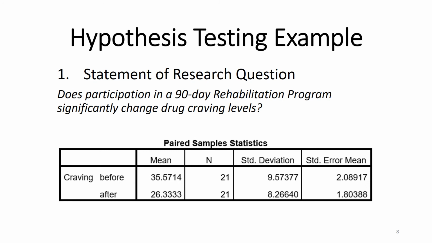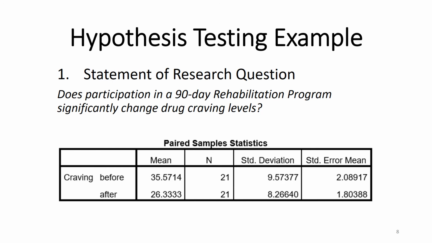As with all of our other hypothesis tests, we start with step 1, statement of the research question. So we ask, does participation in a 90-day rehabilitation program significantly change drug craving levels? So we look at our paired sample statistics, and I went over this a little bit on the previous slide. But once again, it gives us an idea. We have the before versus the after. We see that before, their drug craving levels on that 50-point continuous scale was about 35.57. After participation in the 90-day rehabilitation program, the average drug craving drops down to 26.33.